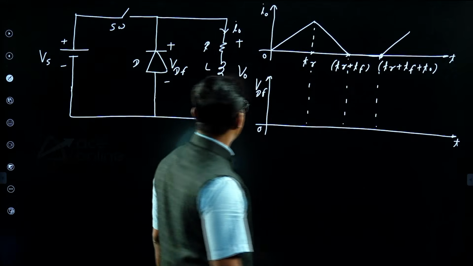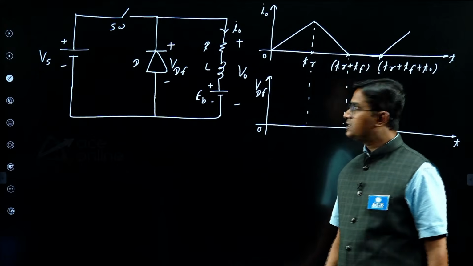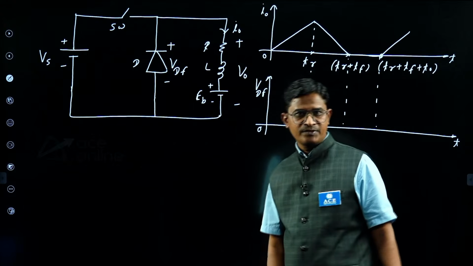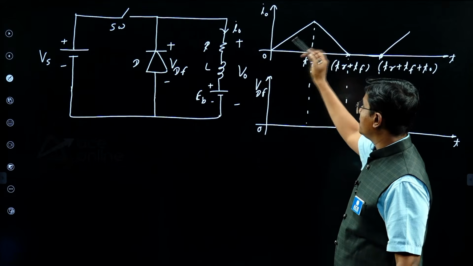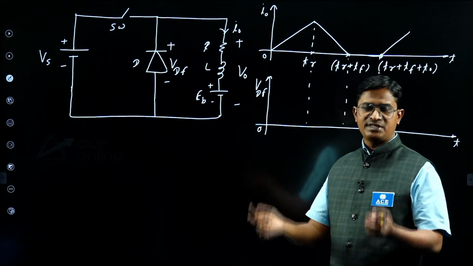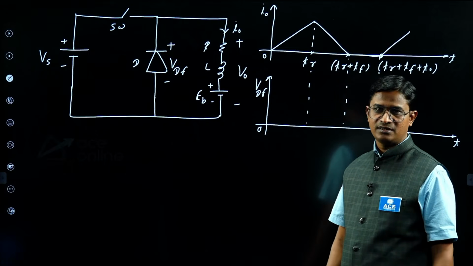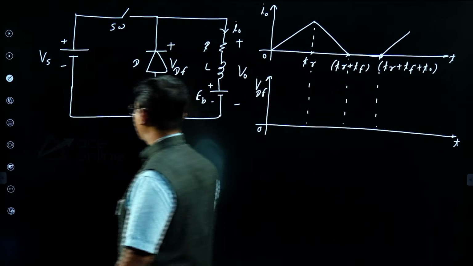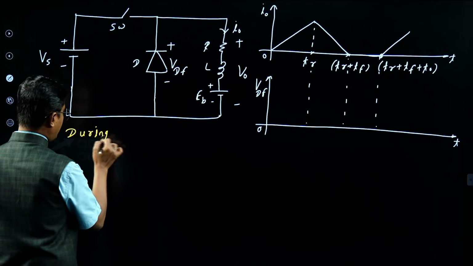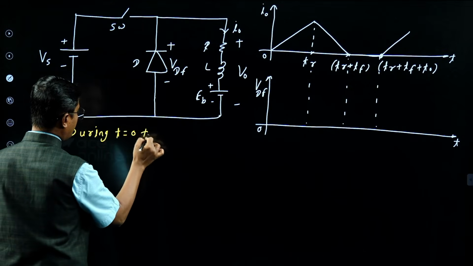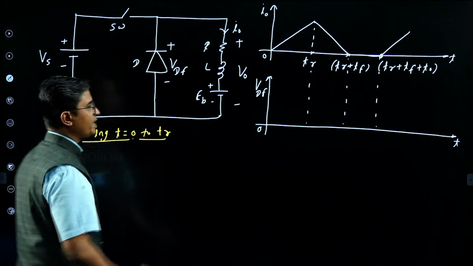Tell me, over T equal to 0 to TR, current is increasing. This current is flowing through your inductor, right? If current flowing through the inductor is increasing, means your inductor will be charging or discharging? It will be charging only, right? So during T equal to 0 to TR, inductor will be charging.